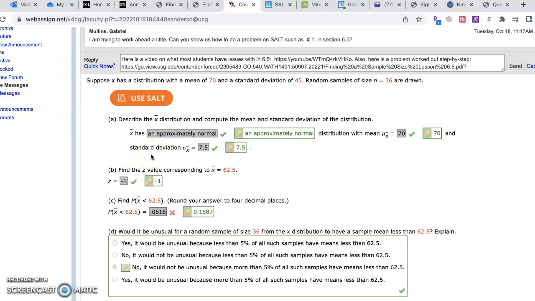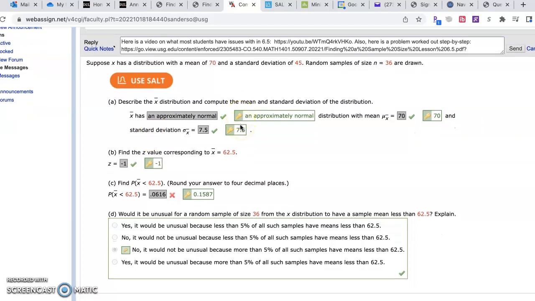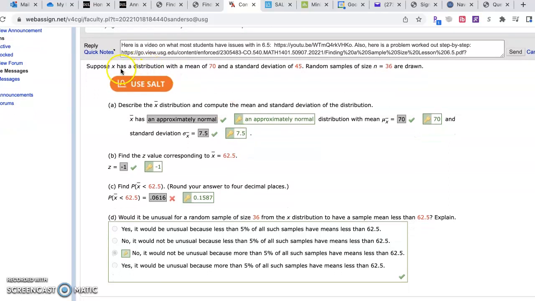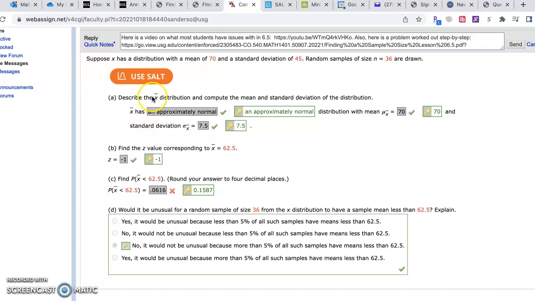Okay, let's look at this particular problem and how to use SALT on it in 6.5, maybe this first problem. So suppose X has a distribution with a mean of 70 and a standard deviation of 45. N is 36, so that's greater than 30. That's great. X bar distribution is going to be approximately normal. And you computed that mean properly, which was 70 and the standard deviation of 7.5.